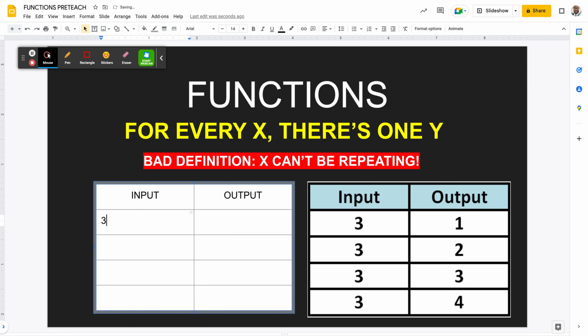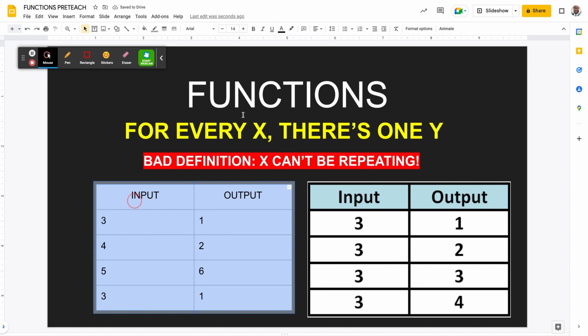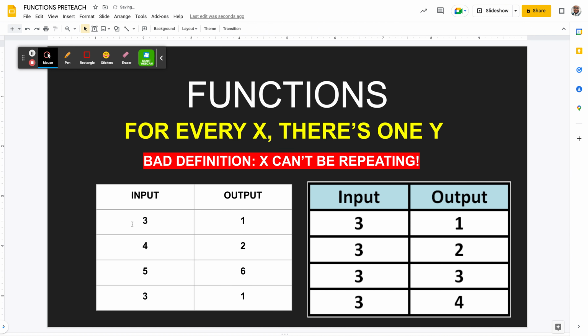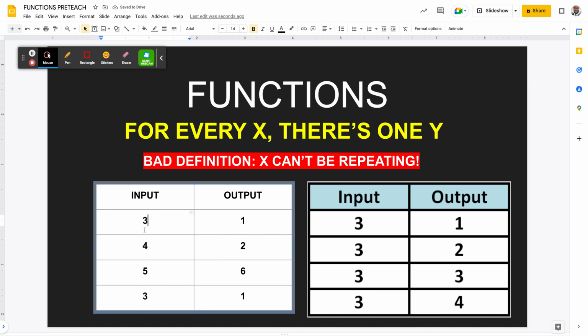Let's say I had similar numbers, 3, 1, and then I had 4, 2, 5, 6, 3, 1. Make it all centered. If you look closely here, x is repeating. The input is repeating. 3 is dating 1. And if you look at here, 3 is dating 1. But it's the same person. So even though x is repeating, it's dating the same person.